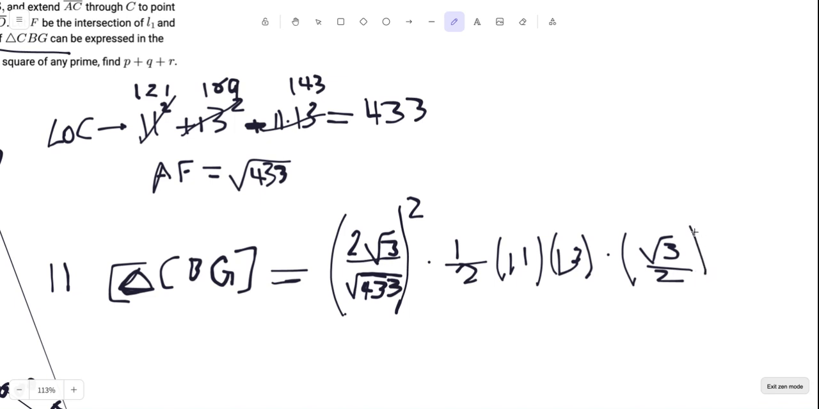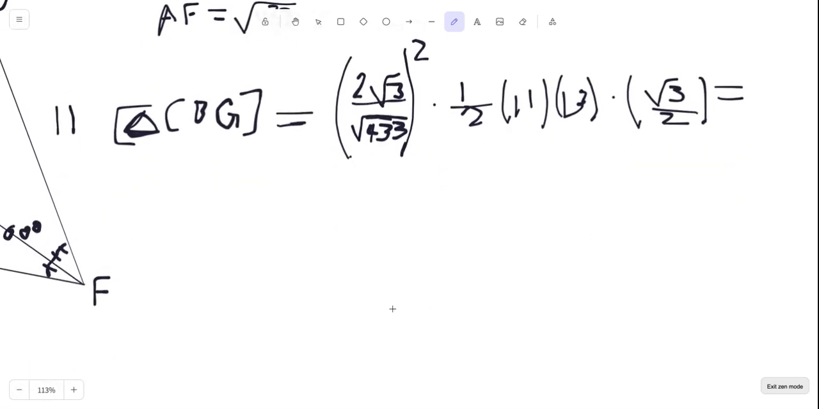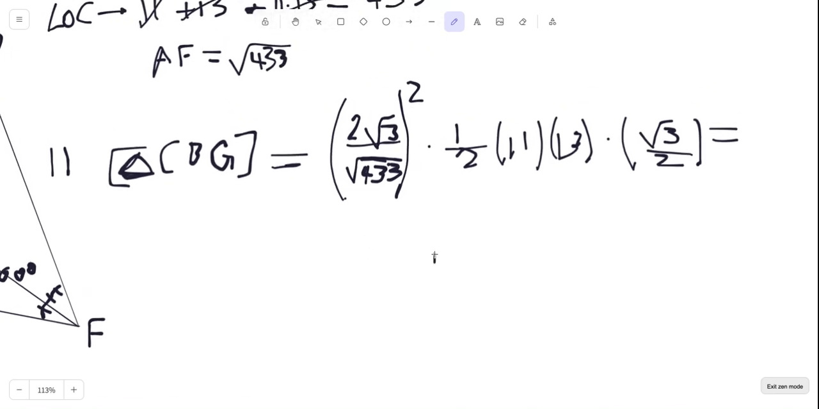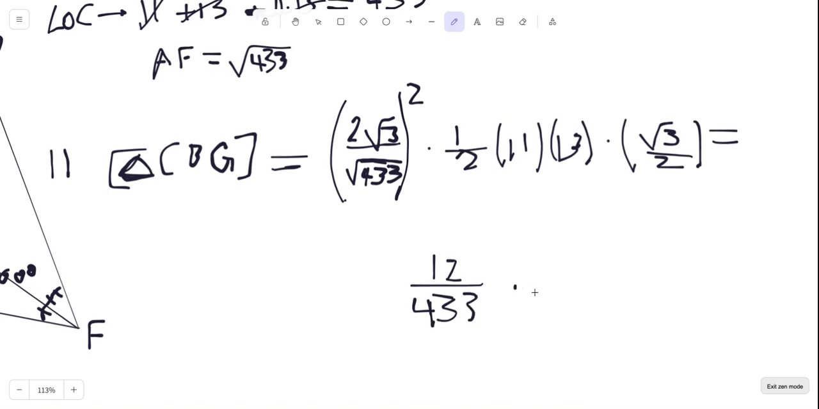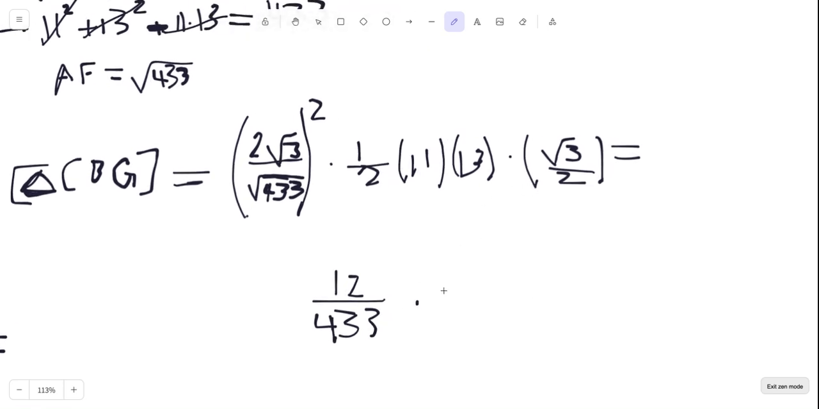Okay, now this gives us our final expression. We can evaluate to be, okay, the top is going to be 12 and then over 433. I'm going to group the root 3 over 2 and 1/2. And then the 143.